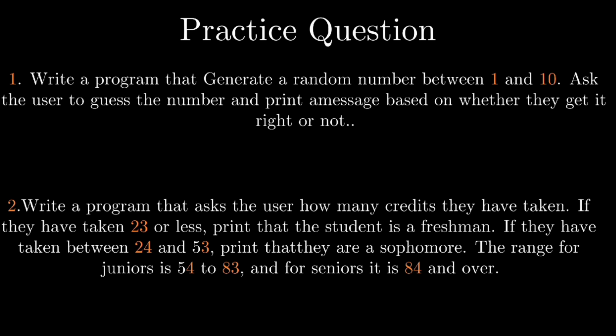The second is write a program that asks the user how many credits they have taken. If they have taken 23 or less, print that the student is a freshman. If they have taken between 24 and 53, print that they are a sophomore. The range for the junior is 54 to 83, and for the senior is 84 and over.